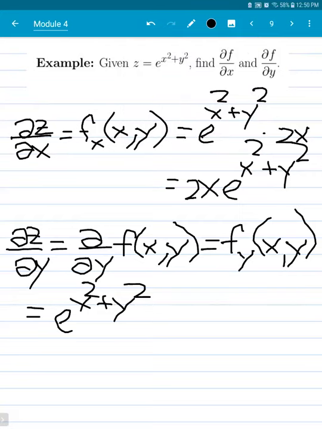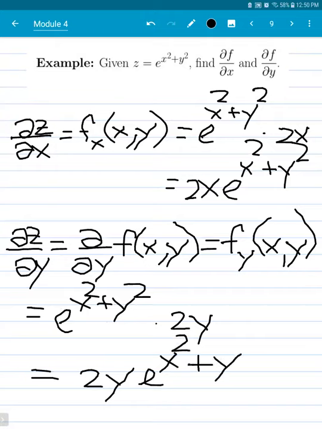So differentiating now this one with respect to y, x squared will now be constant, so this will be 0. And then we differentiate y squared, we have 2y e to the x squared plus y squared. So is there any question?